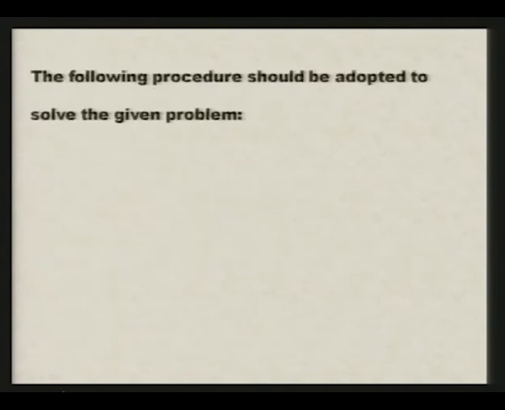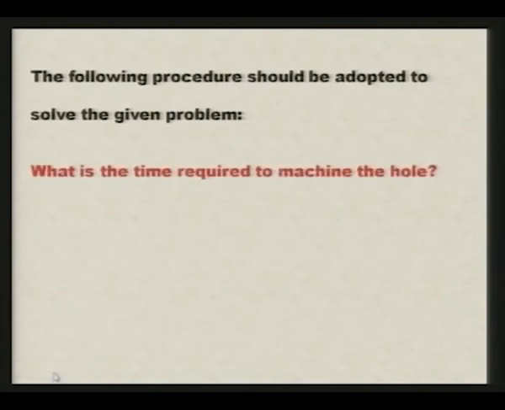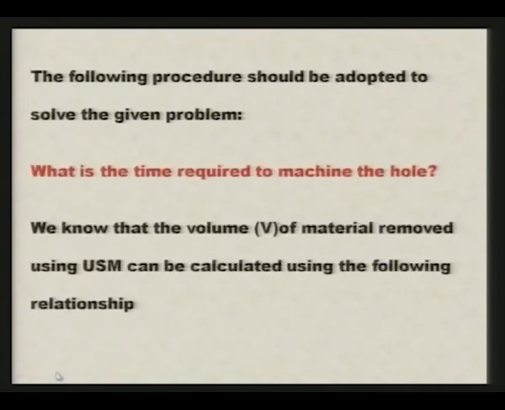The following procedure should be adopted to solve the problem. First, we should try to find out what is the time required to machine the hole. We know that the volume of material removed using ultrasonic machining can be calculated using the following relationship, that is V is equal to K1 K2 K3 under the root h raised to power 3 divided by d into C, into f.